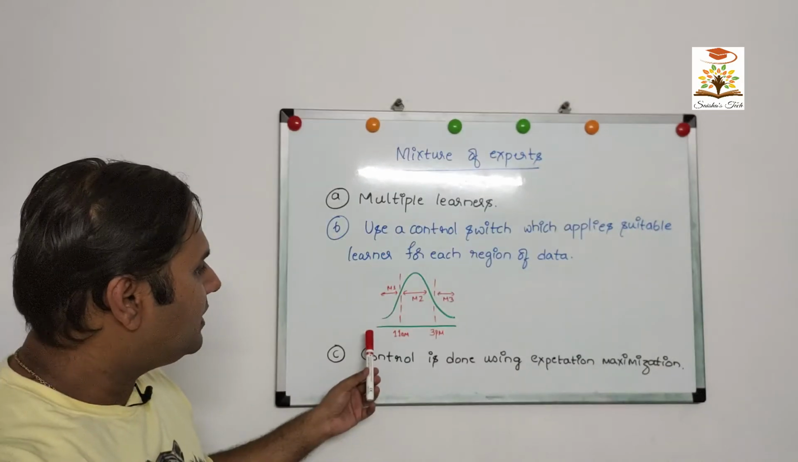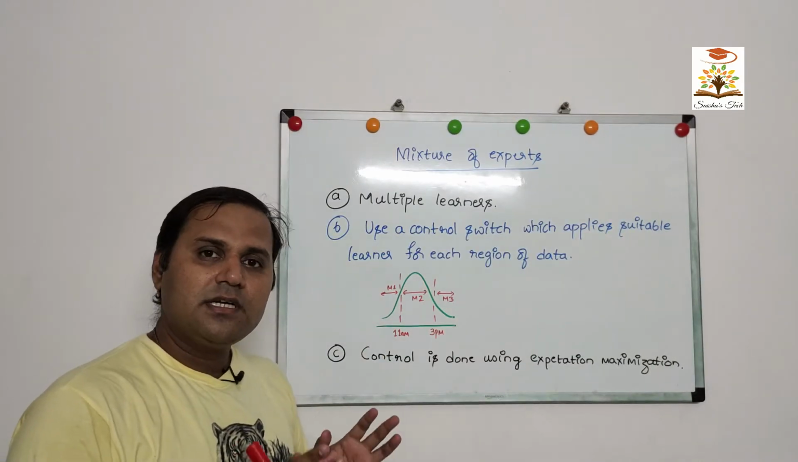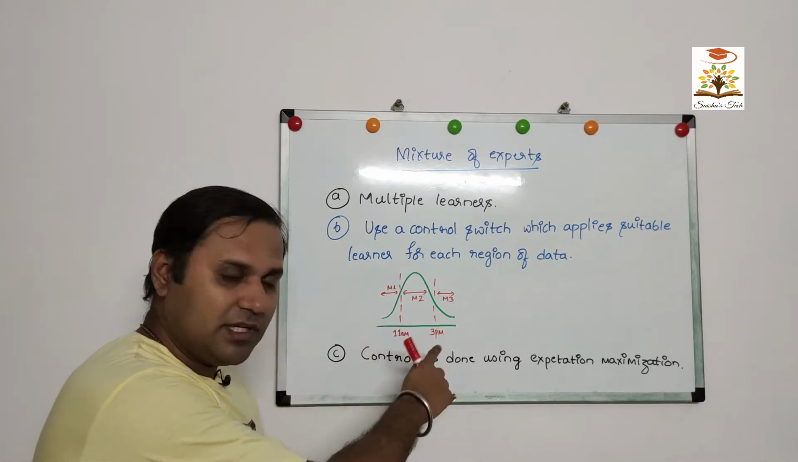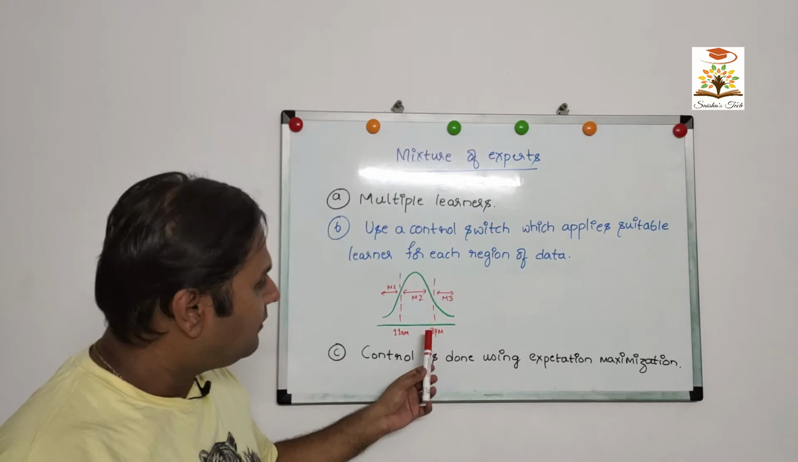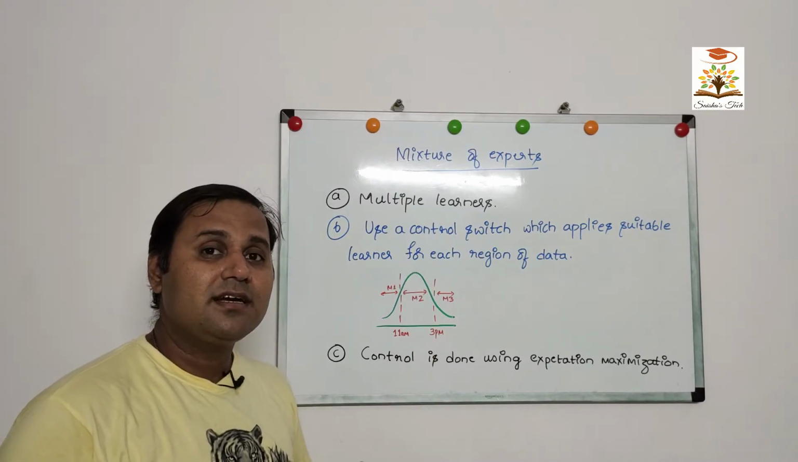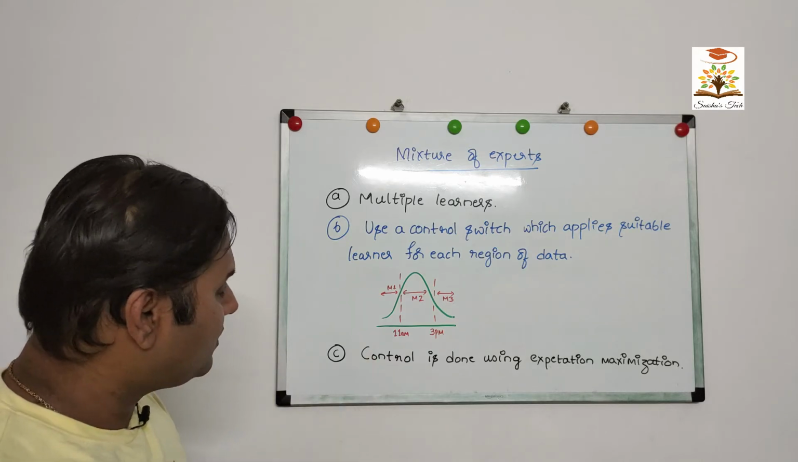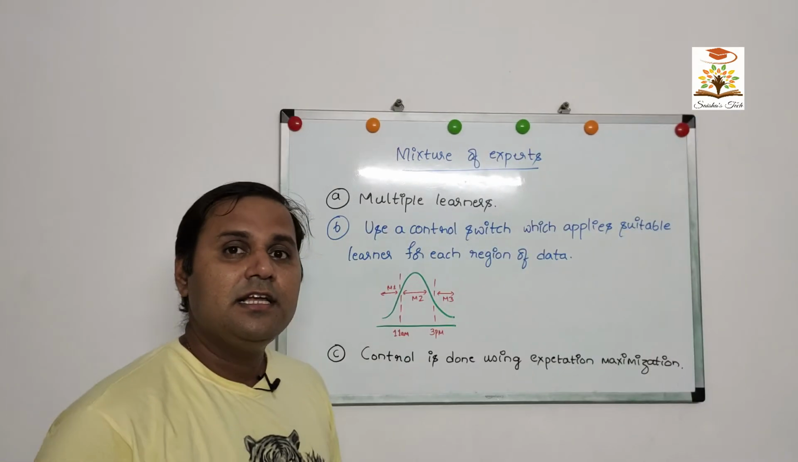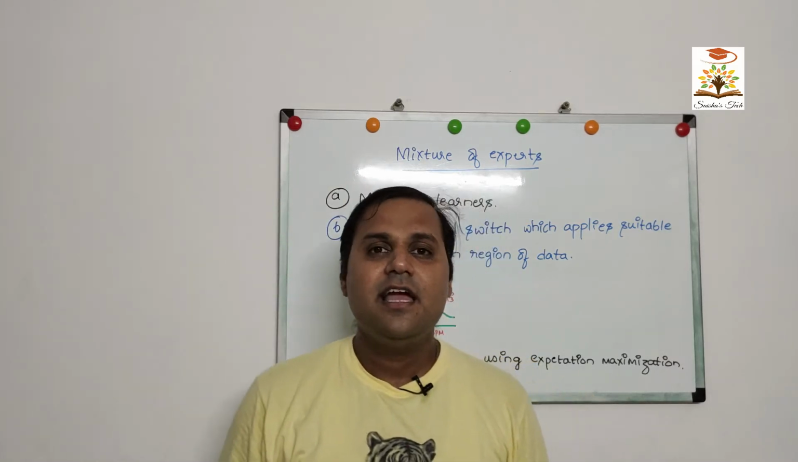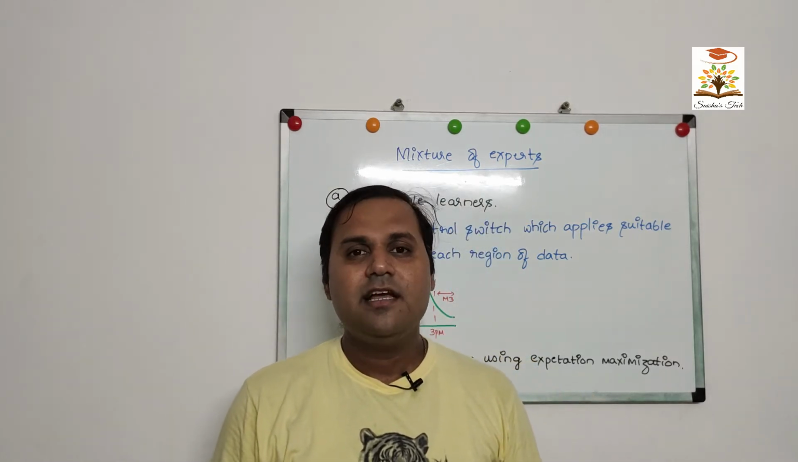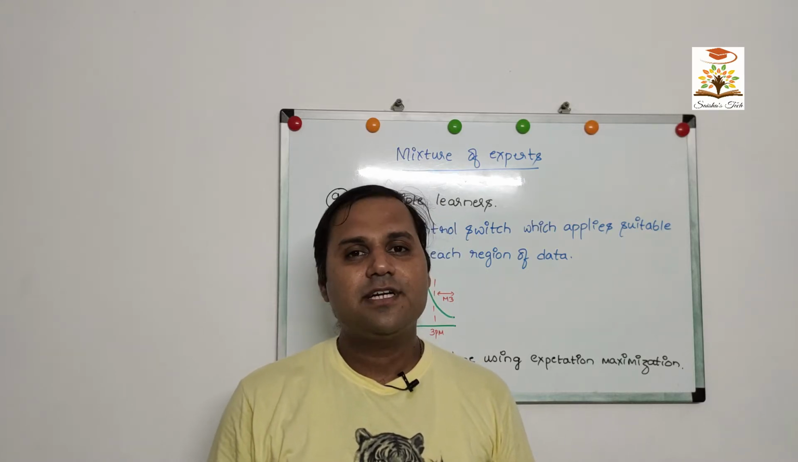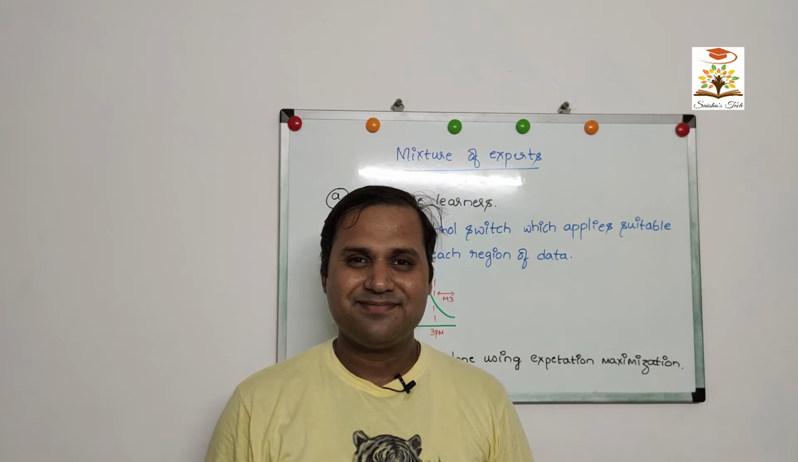Now, we can utilize model M1 for the initial half, model M2 for 11 am to 3 pm, and model M3 from 3 pm to 6 pm. Now, how do you utilize the control switch? The control switch can be utilized with the expectation maximization technique. Here, the expectation maximization technique helps us to maximize our likelihood criteria, which we have understood in our earlier videos.